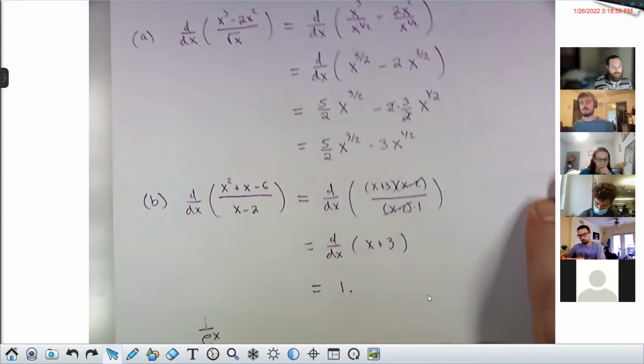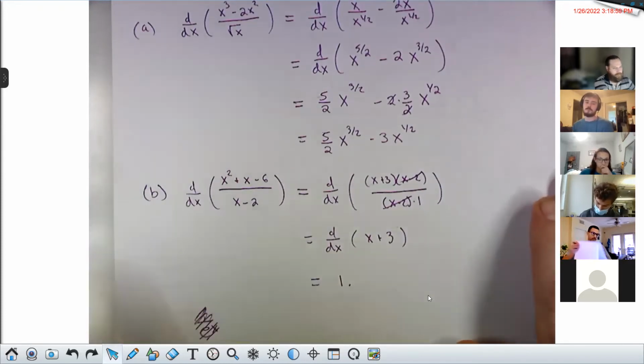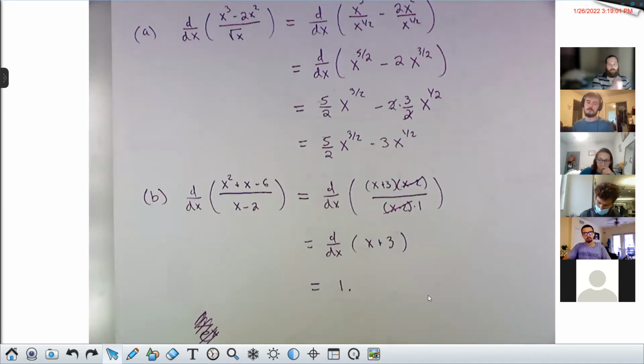Other examples like this, I won't go through. If I asked you to differentiate, actually, you don't have that tool yet. No, I'll hold off on that. We'll just leave it at this: simplify algebraically if you can first, always. That's it for me today.